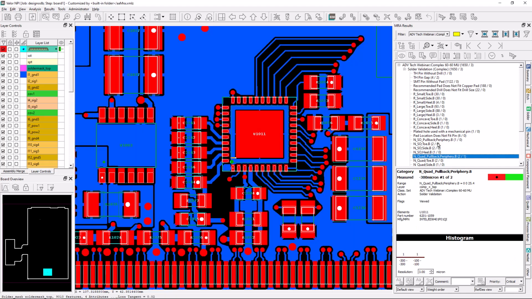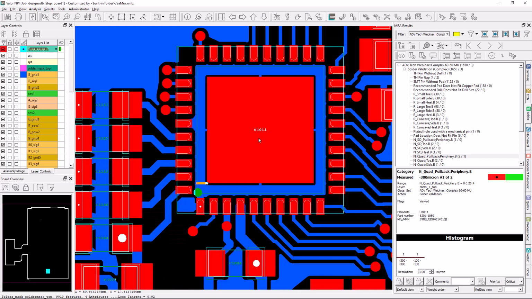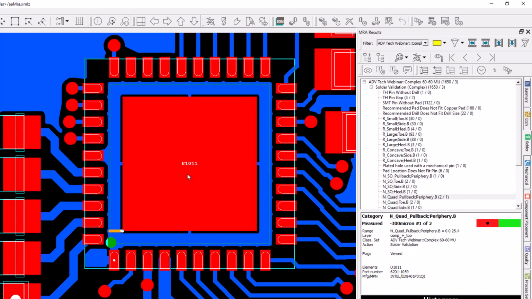This next check is called quad pullback periphery. It looks at the center pad of a QFN part. We have a measured value of minus 300 microns, which means the pad of the CAD footprint is 300 microns smaller than the pin on the package. If you're asking yourself, how can this be?